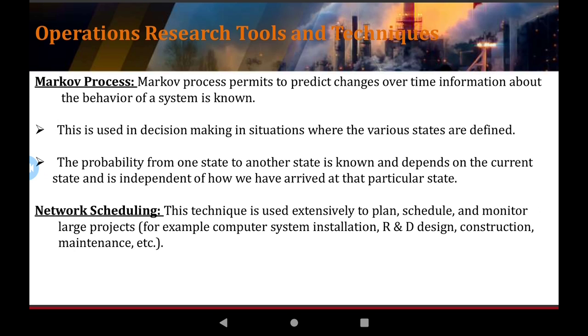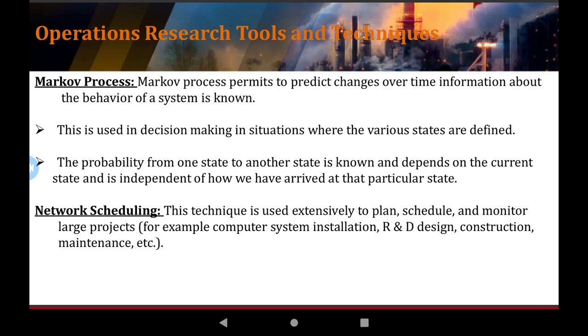And the Markov procedure also provides the sum of probabilities of conditions, okay. The conditions from one stage to another stage are known and depend upon the current stage, okay. And from the first stage to another stage, it gives more information, and it does not depend on how we arrived at that particular stage, okay.